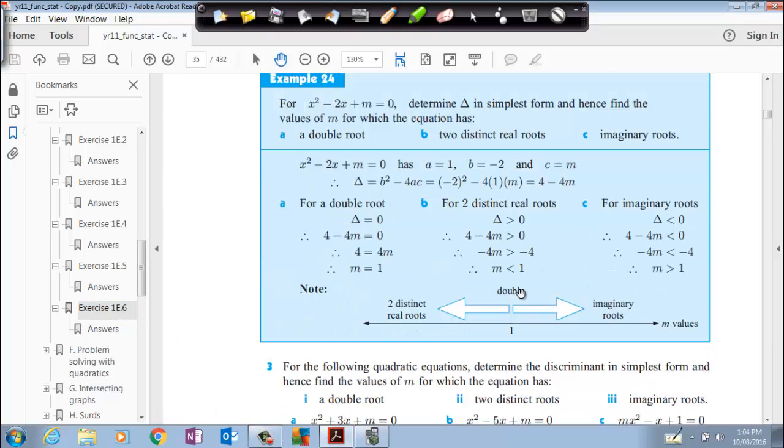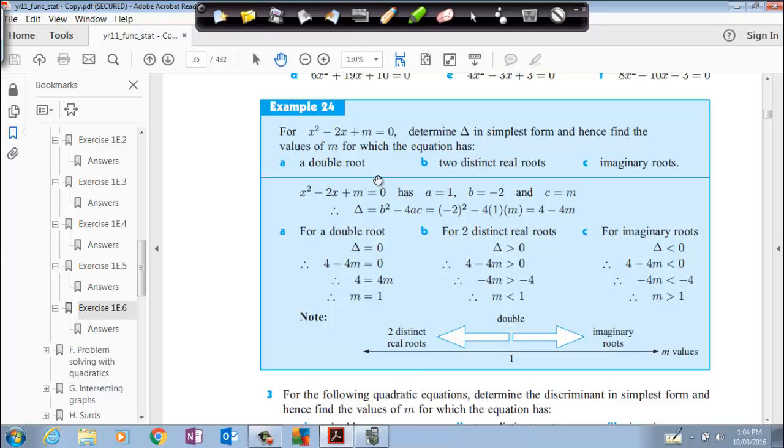Another type of question could be you're given the nature of the solutions and you have to work out something unknown in the quadratic. So for example, here we have x squared take 2x plus m. We don't know what this number is. Now if it has a double root, what would m have to be? Well, for a double root or a repeated root, or one solution, we need the discriminant to be 0. Now the discriminant of that whole thing is 4 take 4m. So if that's equal to 0, we solve this equation, so m is 1.